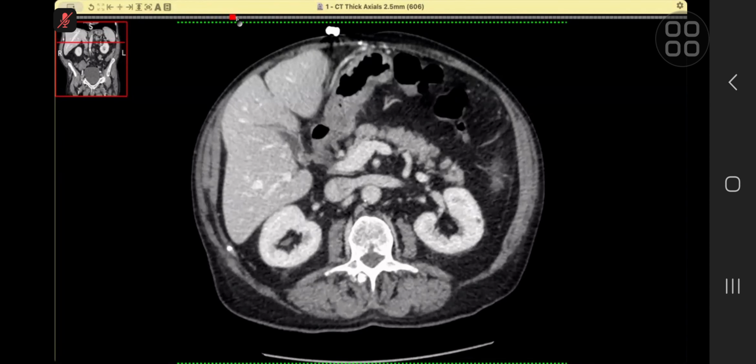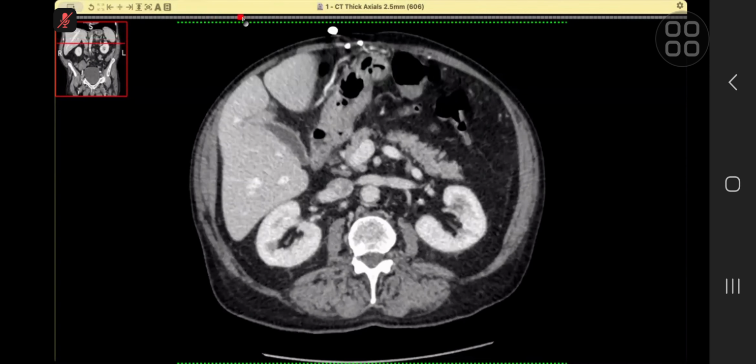The portal vein appears normal. There is no thrombosis. Both kidneys appear normal.